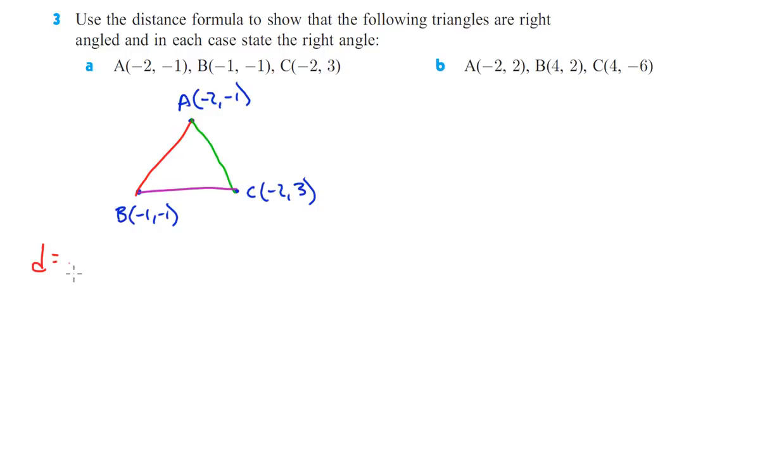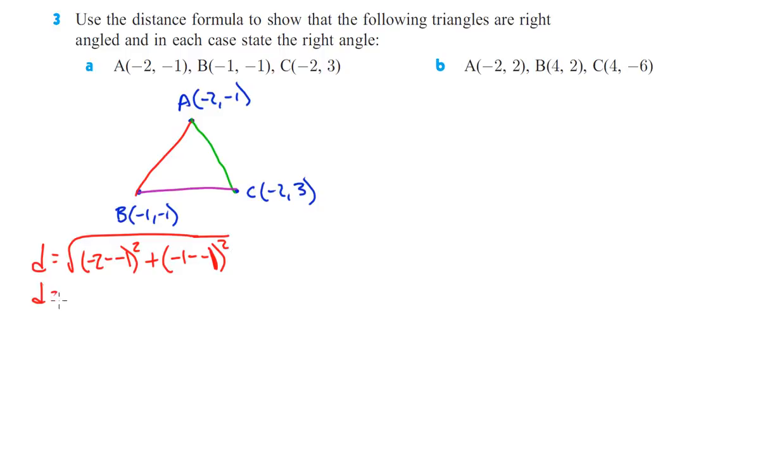So the distance is going to be negative 2 minus negative 1. Make sure with that double negative, you get both of those in there. That changes the problem. And then it's going to be plus negative 1, oops, minus negative 1 squared. That's a 1, not a parenthesis.